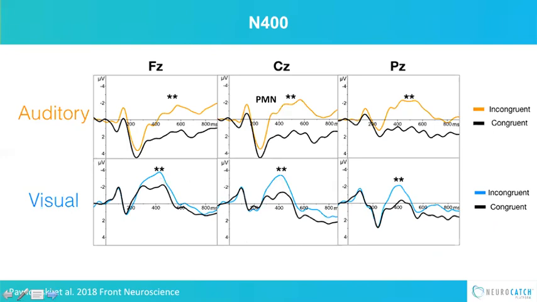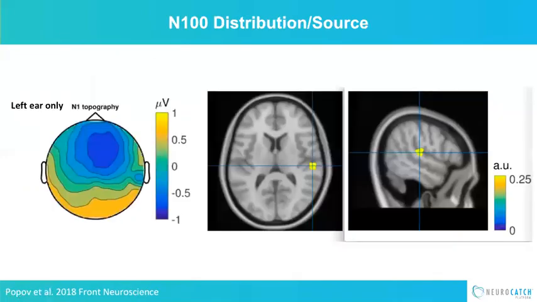All right, so now you've seen the N100, the P300, and the N400 in a group comparing young and old, and individuals showing it's the same in young and old. And now you've compared it in terms of whether you hear it or you see it. What about where it comes from in the brain? Let's step through that, taking them one at a time. Let's talk about the N100 first.